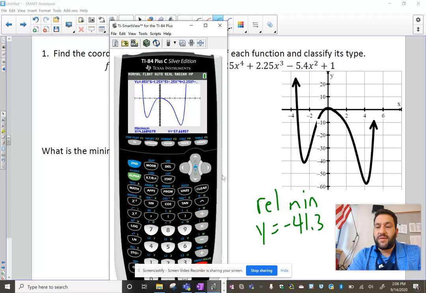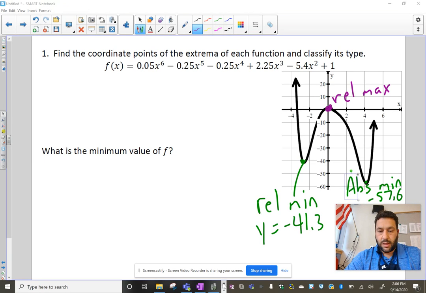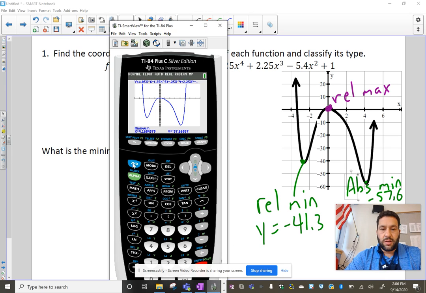57 point. Now, same thing again for our relative max. Okay, here's our relative max. And let's see what this value is. So go back to the calculator, second, calc, this time option 4 for maximum, left bound. So we're moving it over.